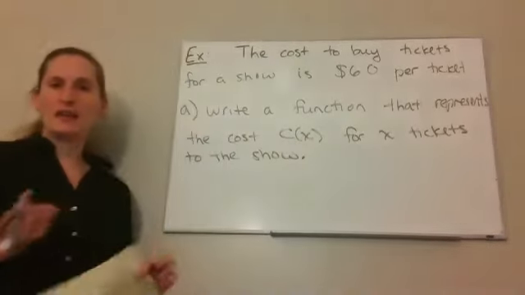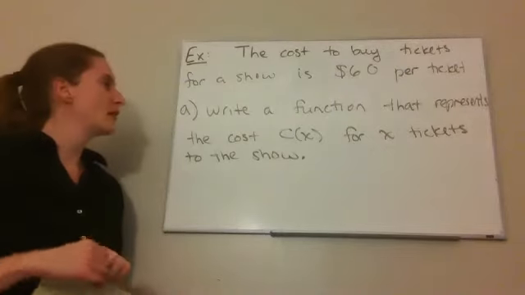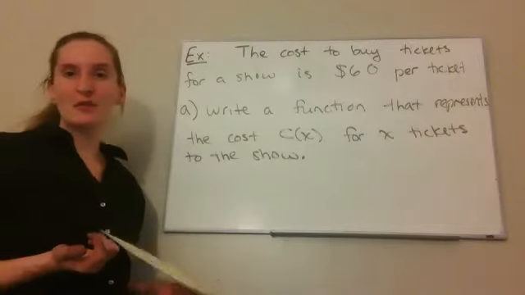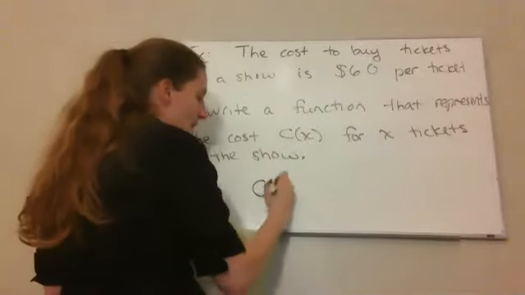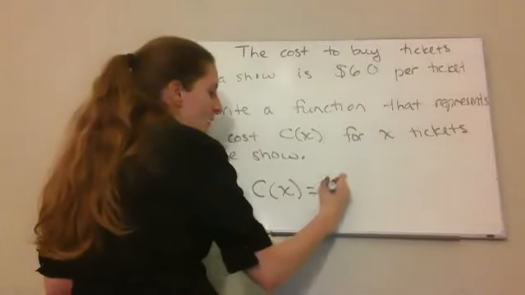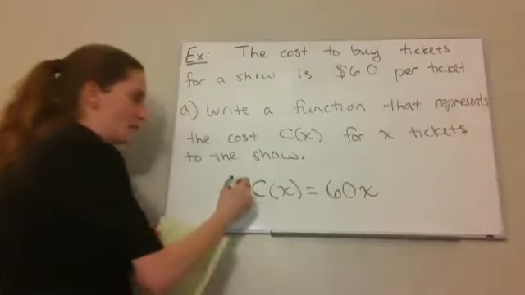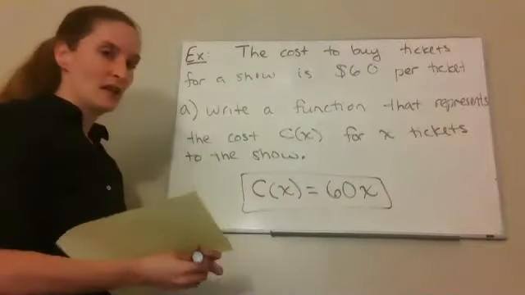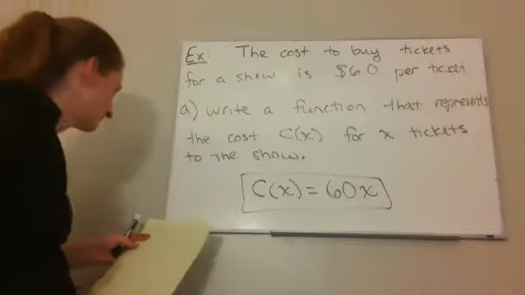So this is kind of like one of our examples in an earlier video. Cost function, we know we can find by just taking the cost per ticket, multiplying by the number of tickets. So I know my C of x is going to be $60 per ticket times the number of tickets. That part's not too bad. Part B is where we start getting a little more complicated.